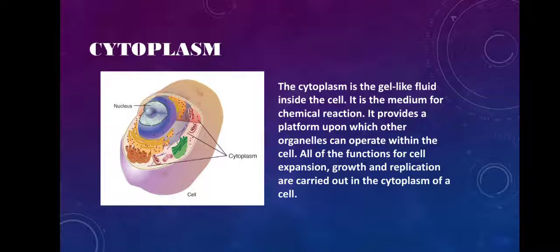Cytoplasm. The cytoplasm is the gel-like fluid inside the cell. It is the medium for chemical reactions. It provides a platform upon which other organelles can operate within the cell. All of the functions for cell expansion, growth, and replication are carried out in the cytoplasm of a cell.